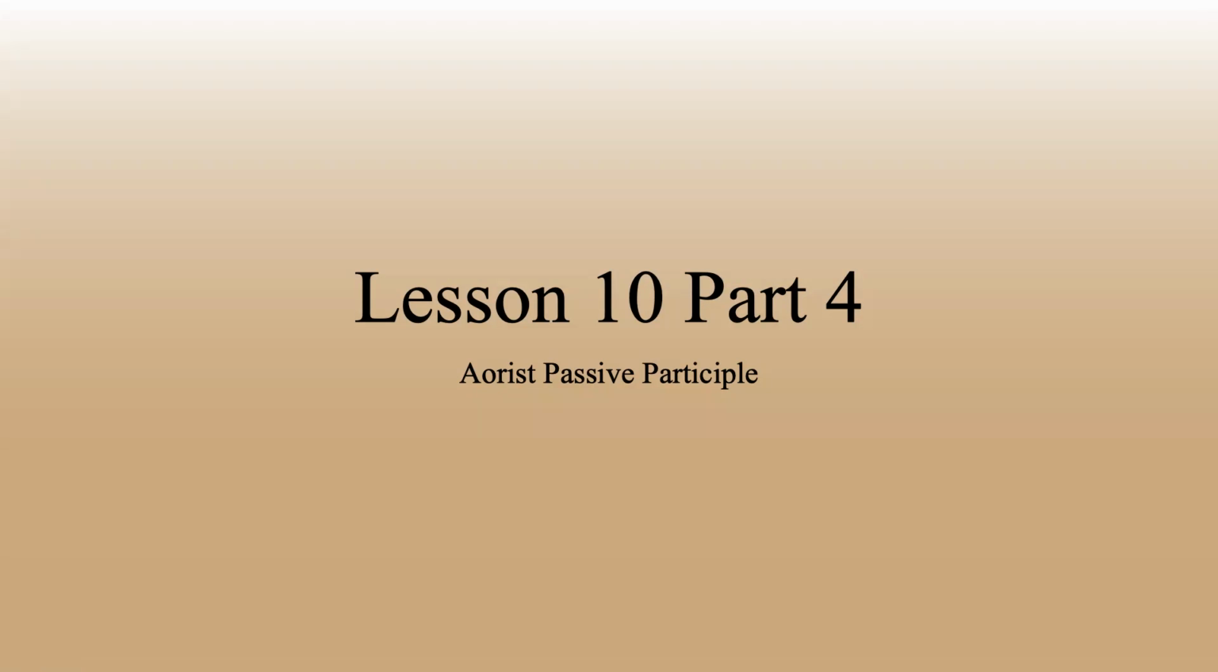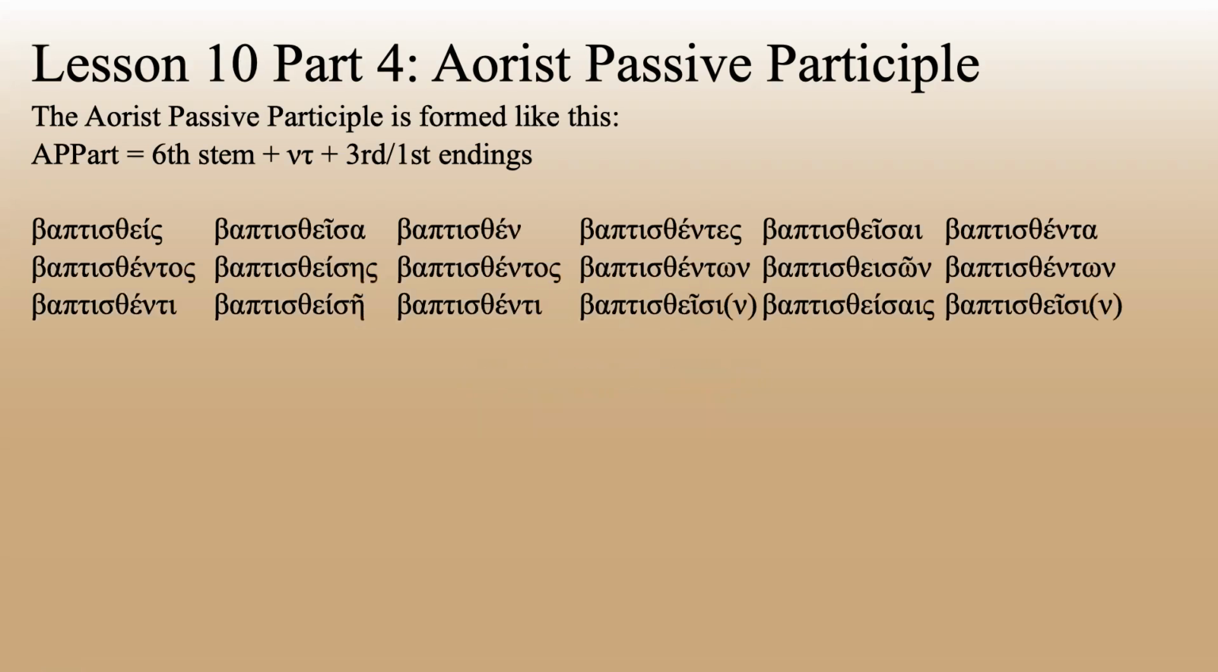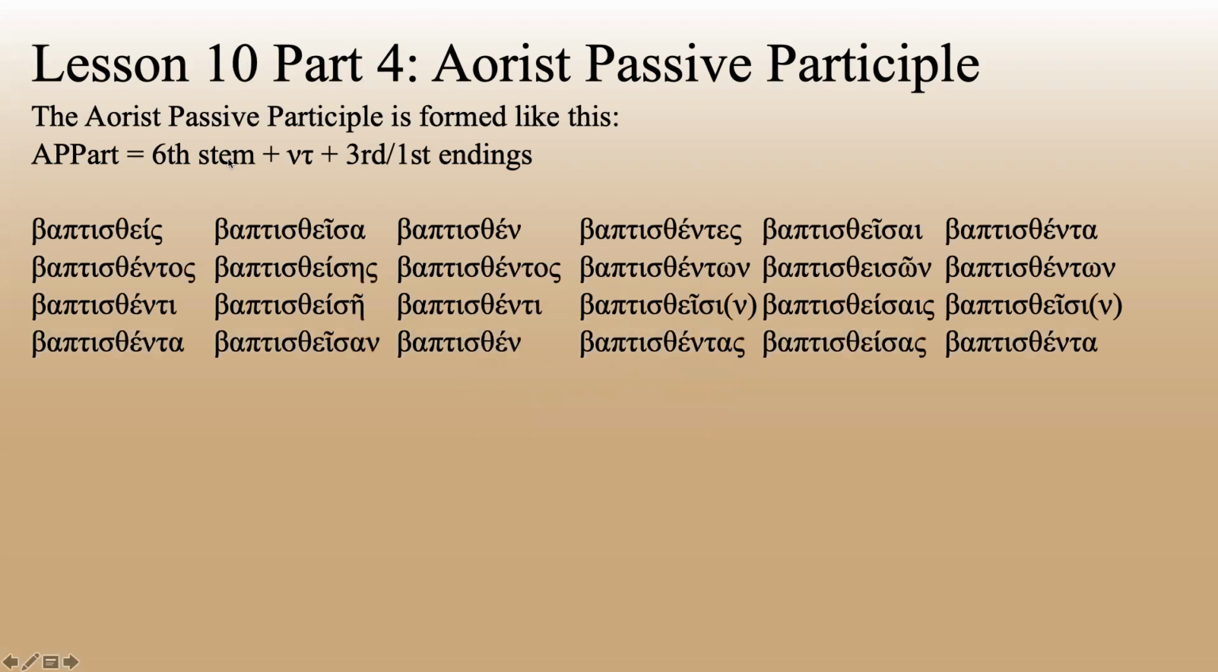Lesson 10, Part 4, Aorist passive participles. The aorist passive participle is formed like this. Aorist passive participle equals 6th stem plus nu tau plus third-first endings. This is about like we would expect because we've said before, aorist passives don't get a theme vowel, no big deal.